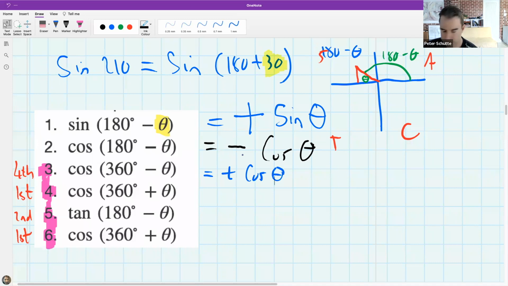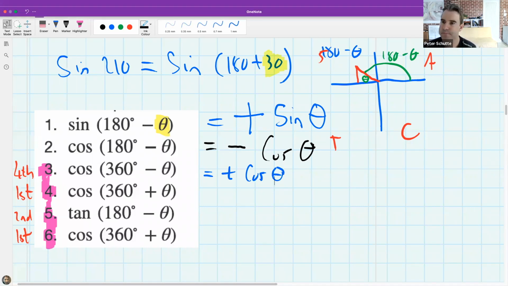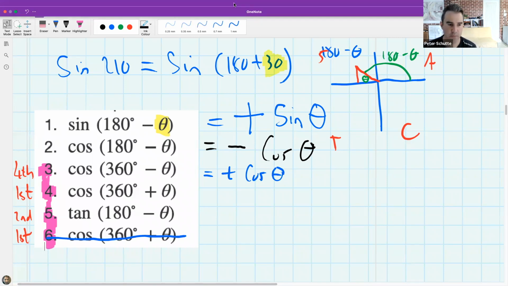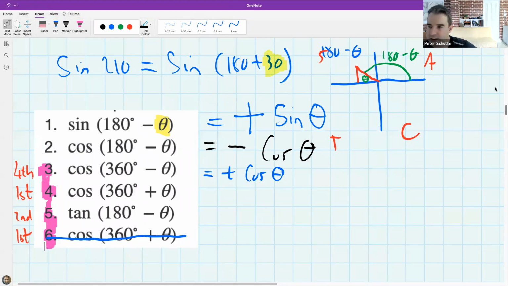Who would like to tell me how to do number 4? Oh, you're right. 4 and 6 are the same. So let's get rid of that. Who would like to share with me how to do number 4? You can just pop your hand up. Let's go to Trigonometry. Can we unmute there? Can you hear me? Good afternoon, sir.